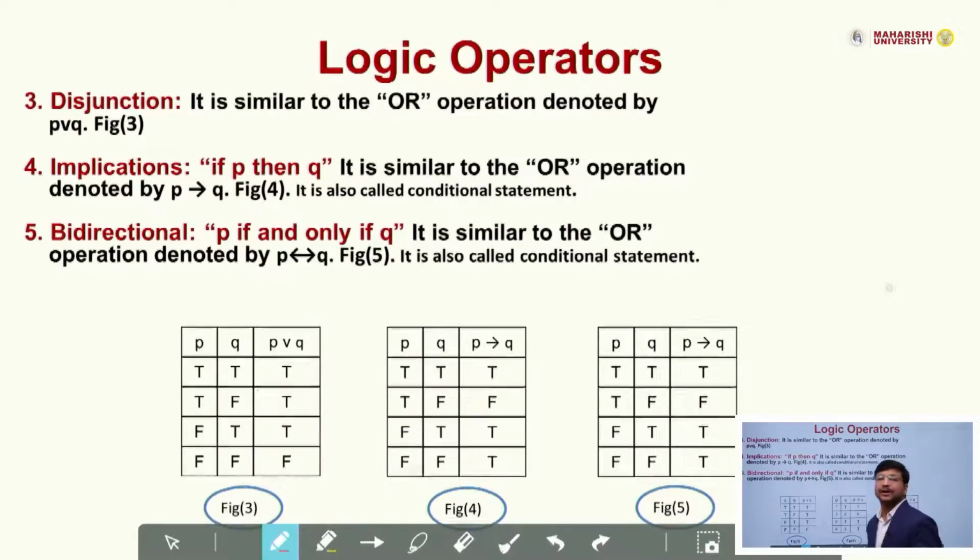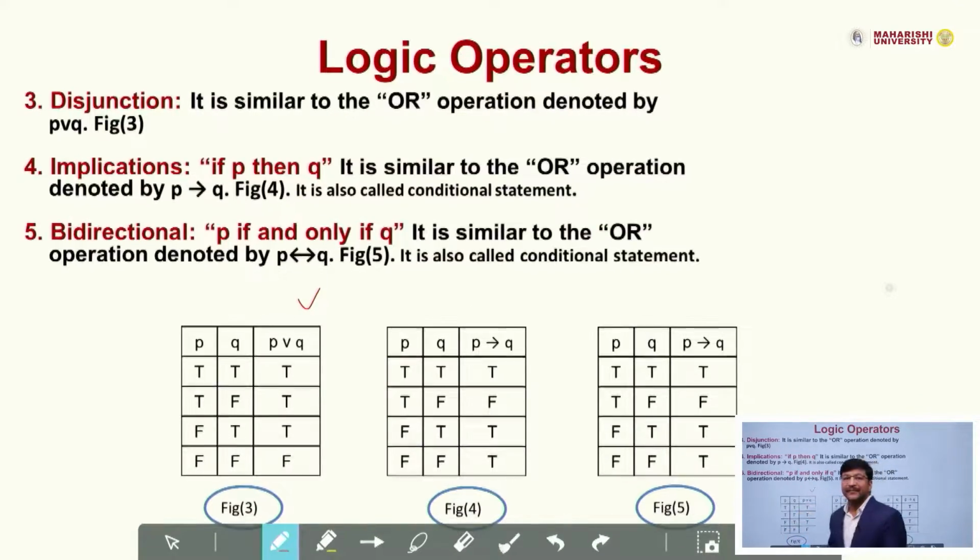Now, come to the next logical operator, which is disjunction. It is the logical OR operation. What is that actually? The logical OR operator is denoted by the OR sign. Now, what is the truth table for that? You can say that we have 2 variables. We have 4 truth values for 2 variables.